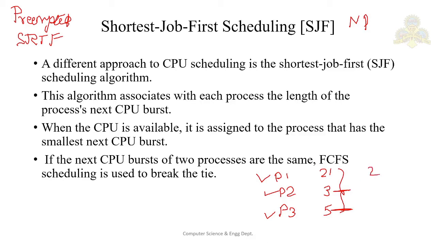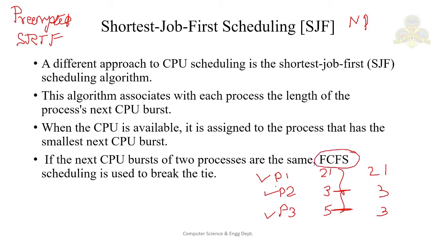Like this one, 21, 3 and 3. So for P1 it is 21, and for P2 and P3 it is 3 and 3 milliseconds. So now which one do you consider for execution? In this situation, wherever more than one process has the same burst time, in this case you have to choose the FCFS algorithm.